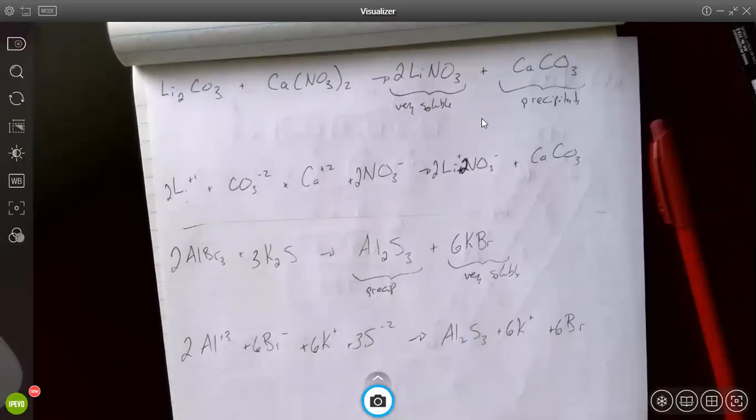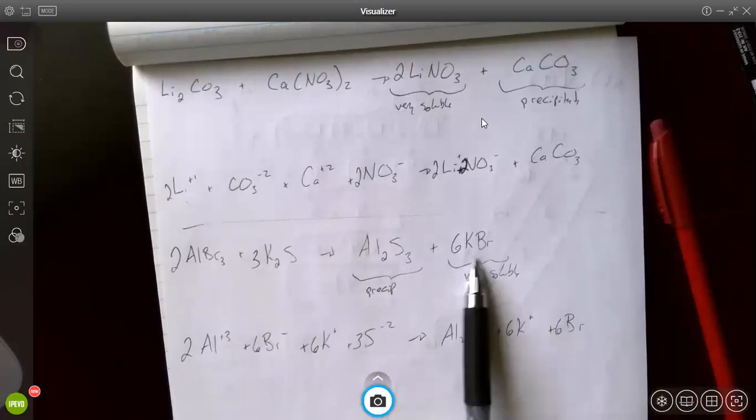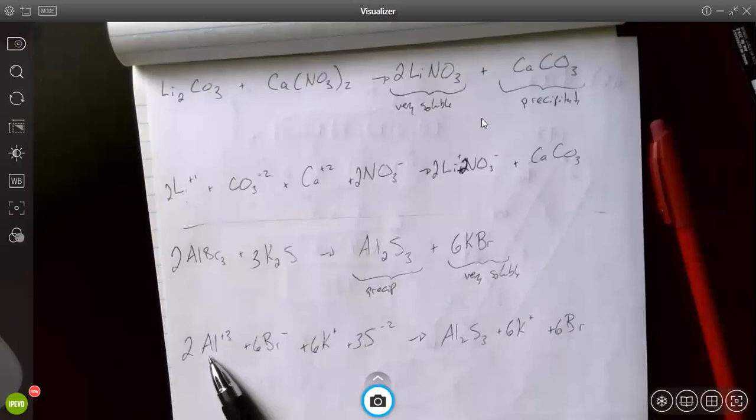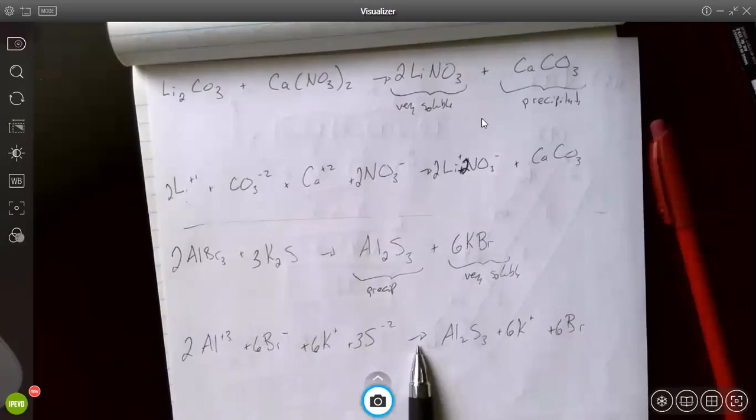And then split apart both reactants into the ions, split apart your very soluble product into ions, and keep your precipitate whole. So you should end up with 2 Al 3+ plus 6 Br- plus 6 K+ plus 3 S 2- becomes Al2S3 plus 6 K+ plus 6 Br-.